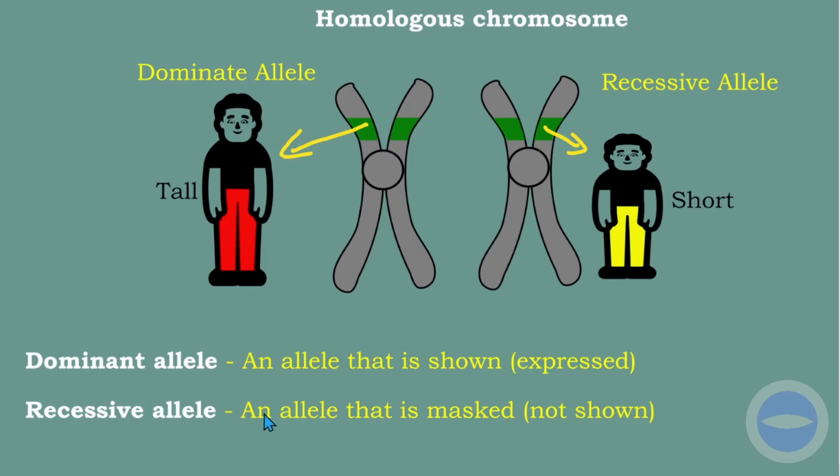A recessive allele is an allele that is masked or not shown. It is there, but it's masked. It's not expressed, in simple terms. So that is the difference between dominant and recessive: dominant is expressed, recessive is not expressed.